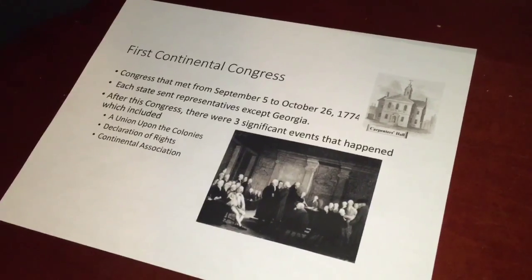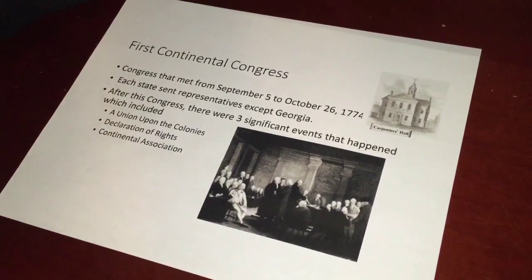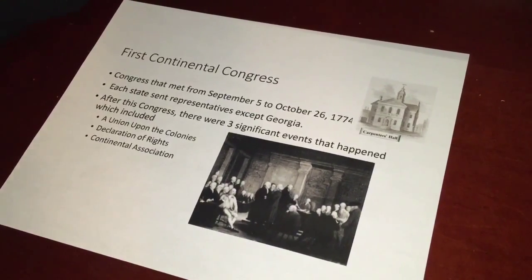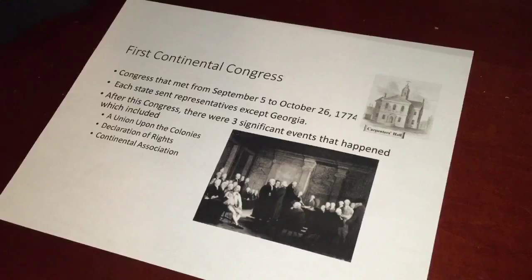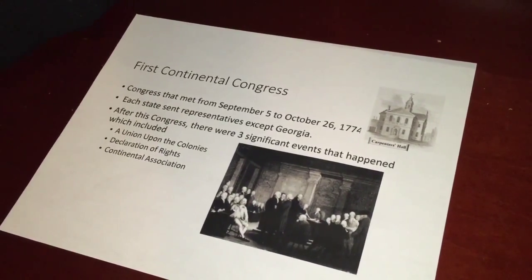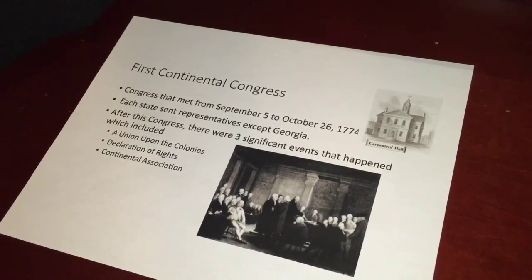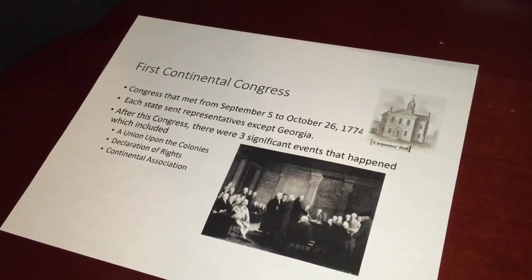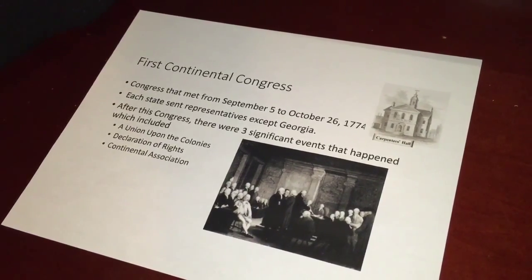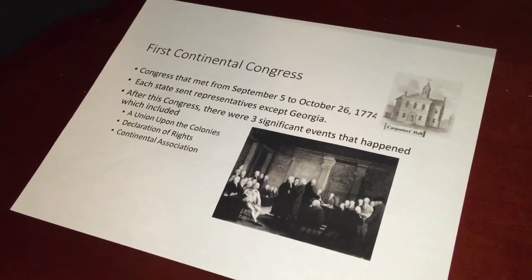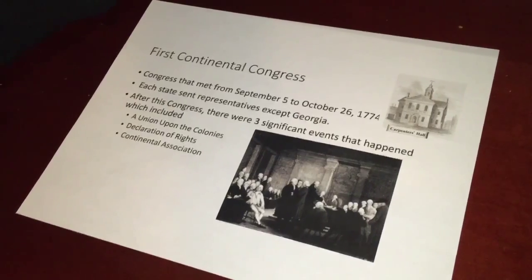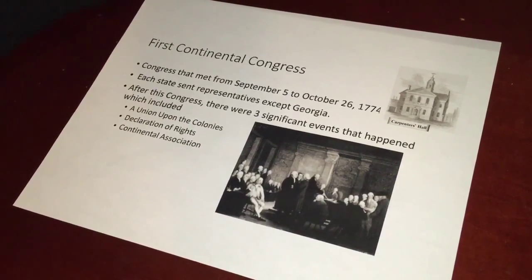This Congress met from September 5th to October 26, 1774, and each state sent representatives except Georgia. After this Congress, there were three significant events that happened, which included a union upon the colonies. This basically meant all the colonies came together as one to go against Britain and its overruling. The Declaration of Rights, meaning they had their own independent laws and were away from Britain, and a continental association, which meant that they controlled anything that came into the colonies at all.